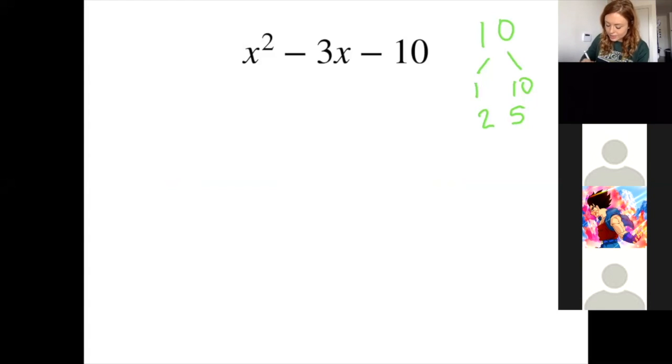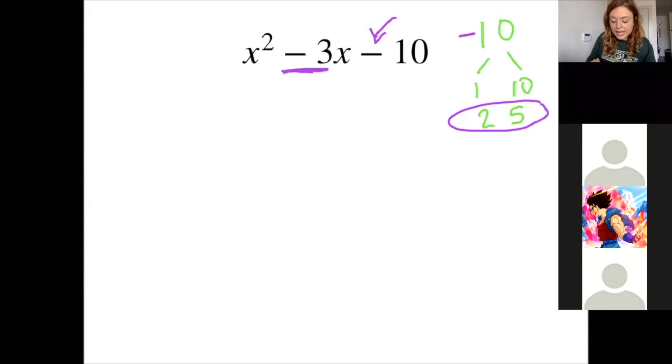And because it's a negative, one is going to be positive, one is going to be negative. That means that I'm going to subtract. So which one of those sets of numbers, 1 and 10 or 2 and 5, subtract to give me this 3 right here? Type it in the chat. Yeah, 2 and 5. So those subtract to give me 3.